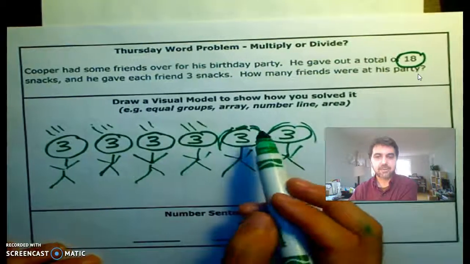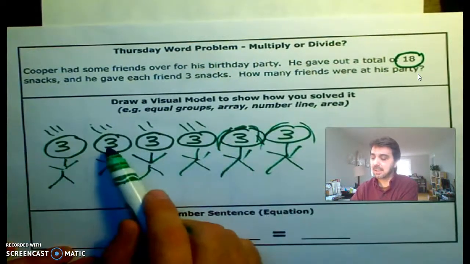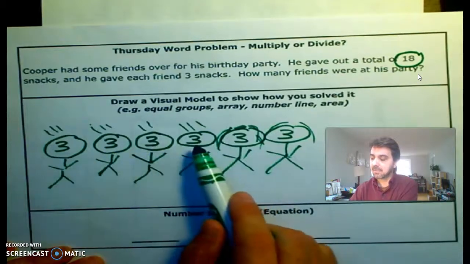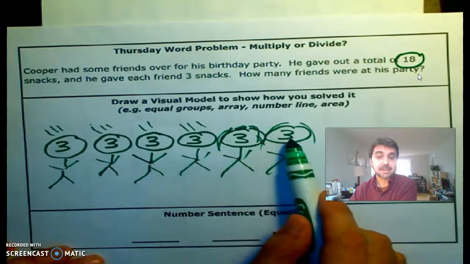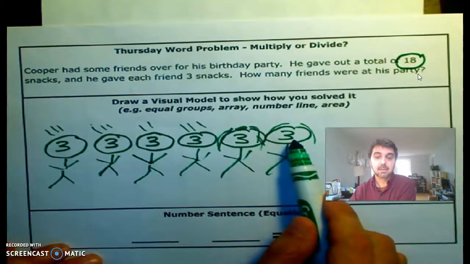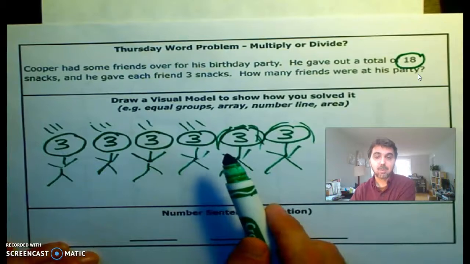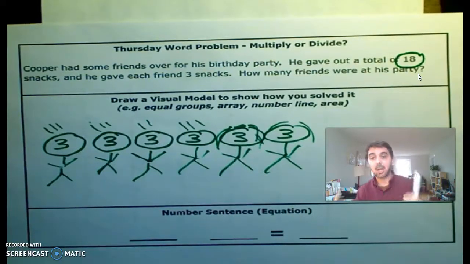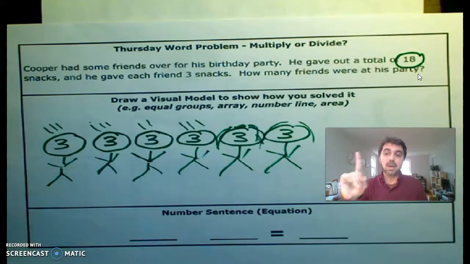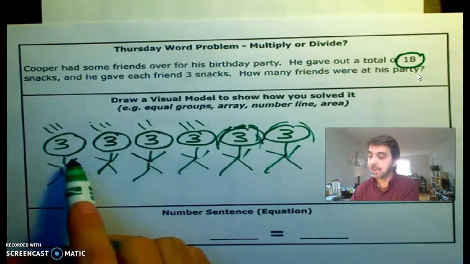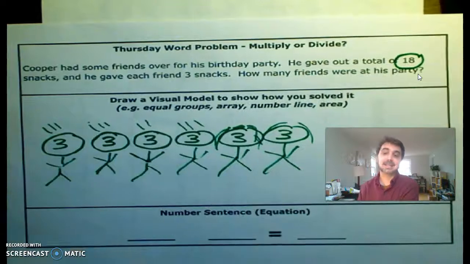Let's see, did Cooper give out 18? Let's see, 3, 6, 9, 12, 15, 18. Okay, so that would work, right? That would work. Okay, so boys and girls, I've done a lot of this for you. I want you to use this model and try one other model, either a number line or an array or area, to show the same thing. Okay, because we've just shown that there are 1, 2, 3, 4, 5, 6 friends.